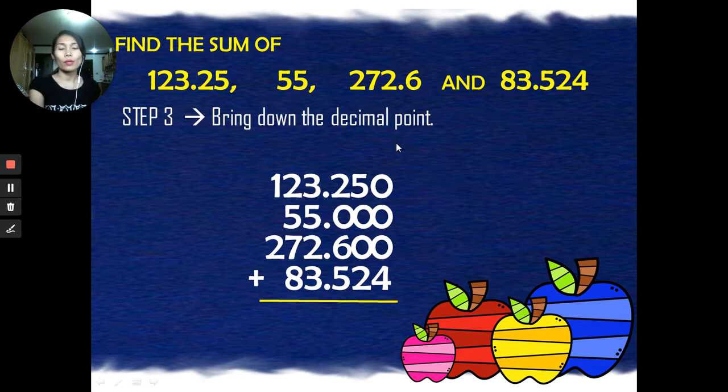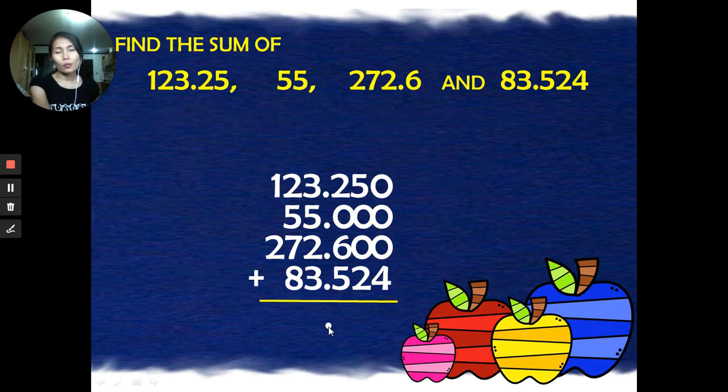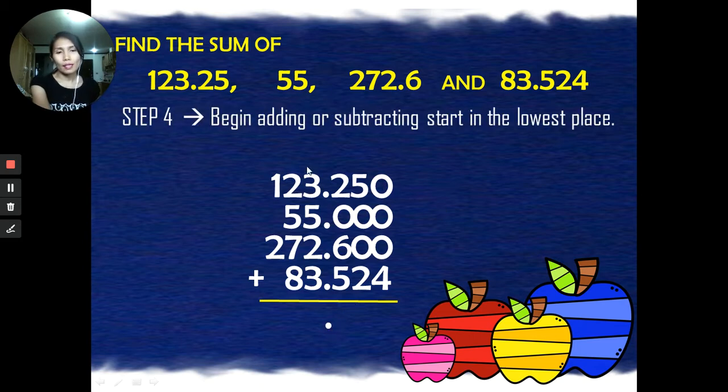Proceed to step 3, bring down the decimal point there, and then proceed with adding. Start from the thousands place. So 0 plus 0 plus 0 plus 4 is 4, obviously. 5 plus 0 plus 0 plus 2 equals 7.